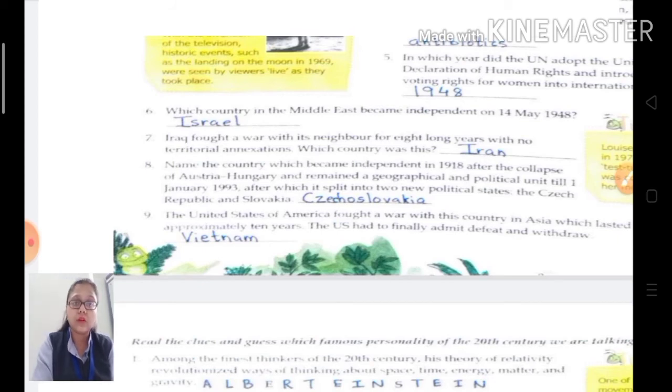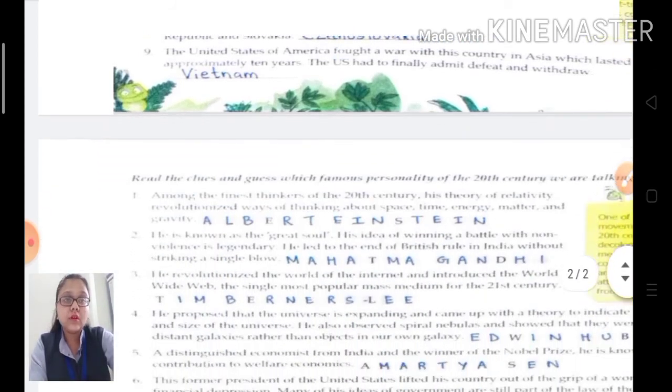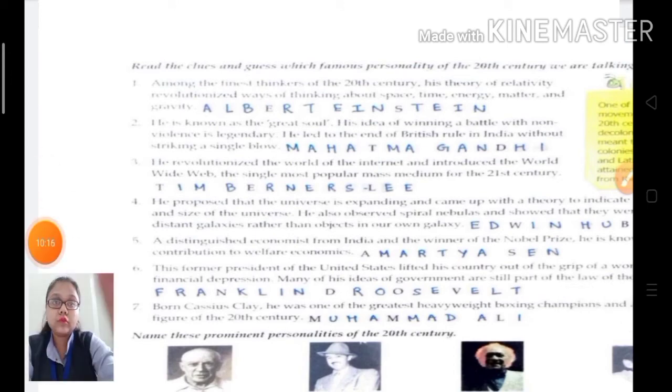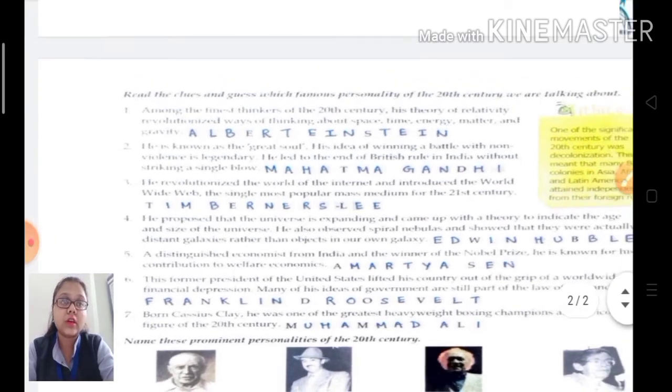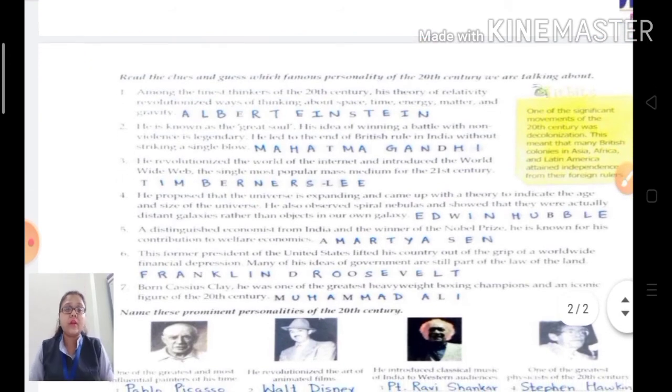Okay, accepted defeat. Fine, now next page. Here it is written: read the clue and guess which famous personality of the 20th century we are talking about. There is a clue given and you have to identify who it is about. Now number one: among the finest thinkers of the 20th century, whose theory of relativity revolutionized the way of thinking about space, time, energy and gravity. Now we are talking about the famous scientist Albert Einstein, right?